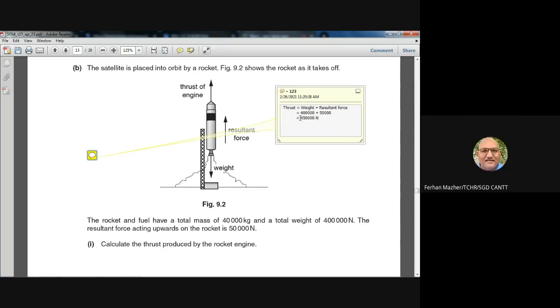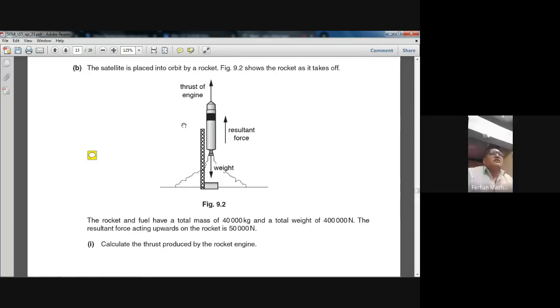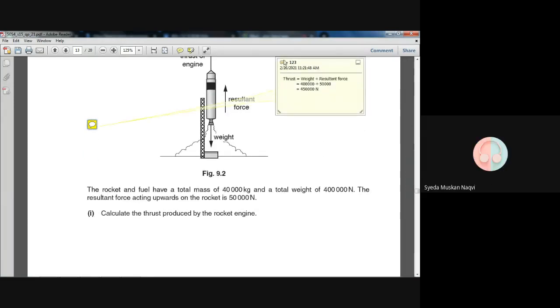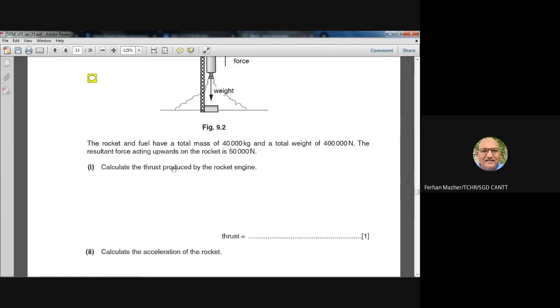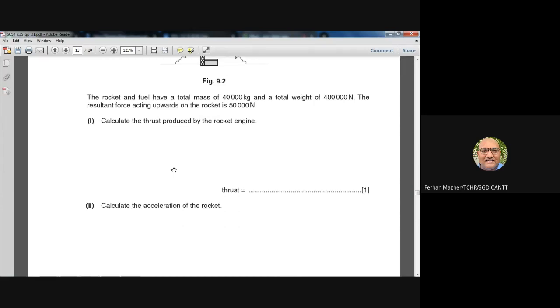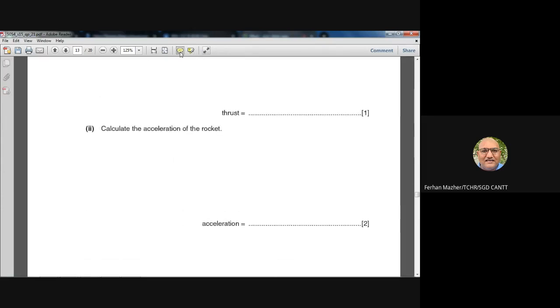450,000 Newton. So you see, you understand this? Yes, sir. Okay, so we are good. It was a 1 mark question. Then the next question is: calculate the acceleration of the rocket.